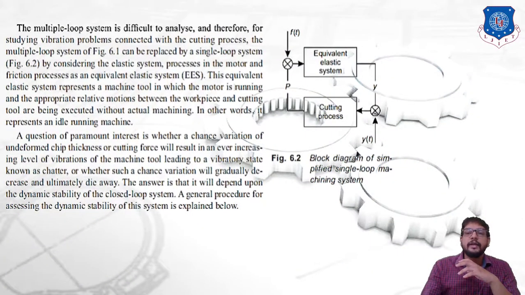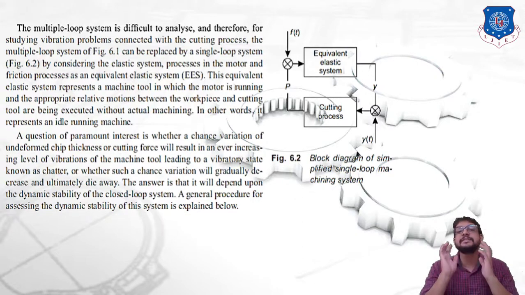Now you can see the equivalent diagram is shown, that is a block diagram of a simplified single loop machining system. The multiple loop system is difficult to analyze, which we have seen in a previous slide, right? All the processes were involved, and therefore for studying vibration problems connected with the cutting processes, the multiple loop system which is shown in our previous figure has to be replaced by a simple loop system which is shown in this diagram. You can see 6.2.